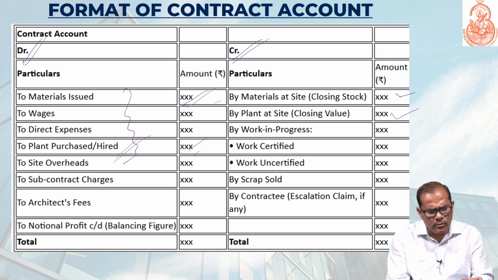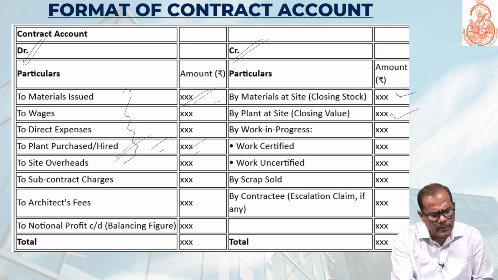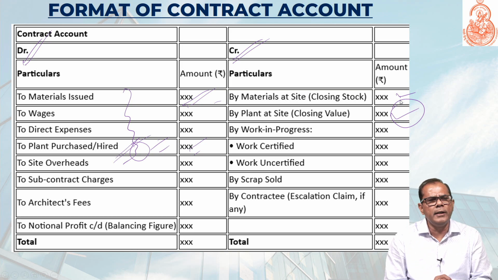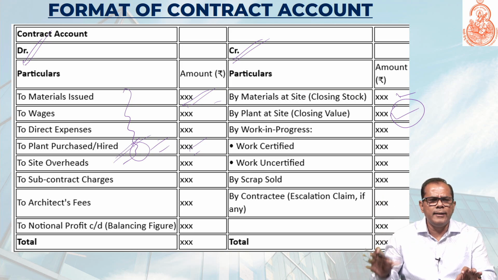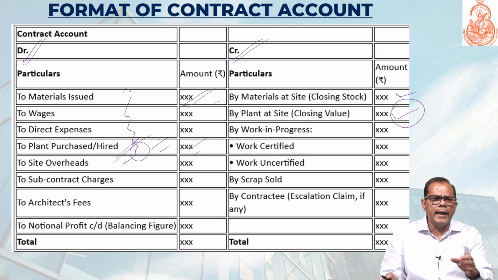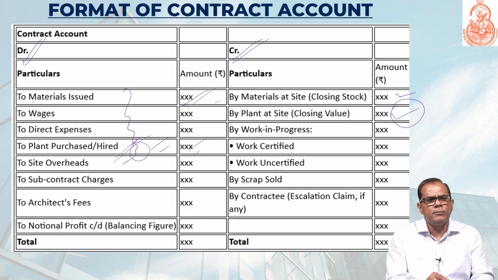There is another way of treating this plant. Instead of showing the purchase price and showing the depreciated value over here, as I said in my example, the purchase price is 10 lakh and the depreciated value is 9 lakh, we can directly show depreciation, 1 lakh of rupees.